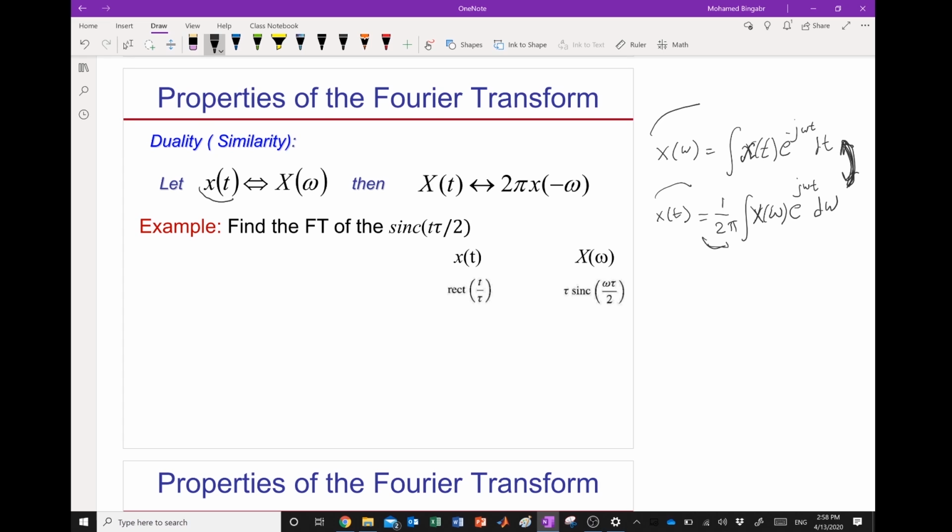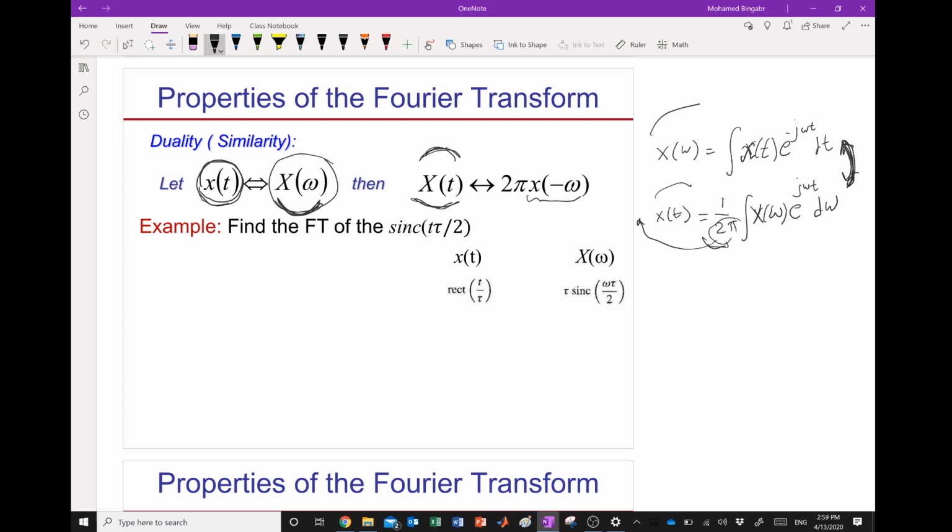If you have a signal x of t and the Fourier transform is X of omega, then if I create a signal in the time domain that has the same shape as this, so omega I just replace by t, so now this is a signal in the time domain, then the Fourier transform of this signal will be exactly this shape, except you replace t by minus omega and you multiply by 2 pi.